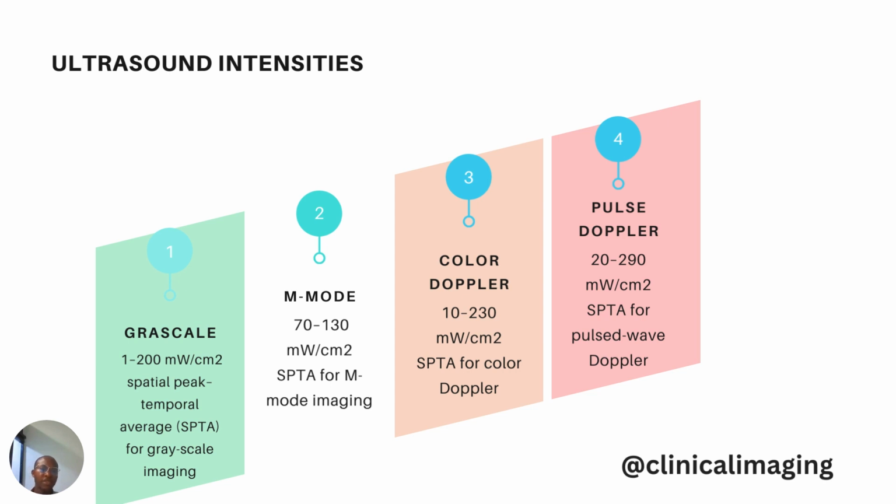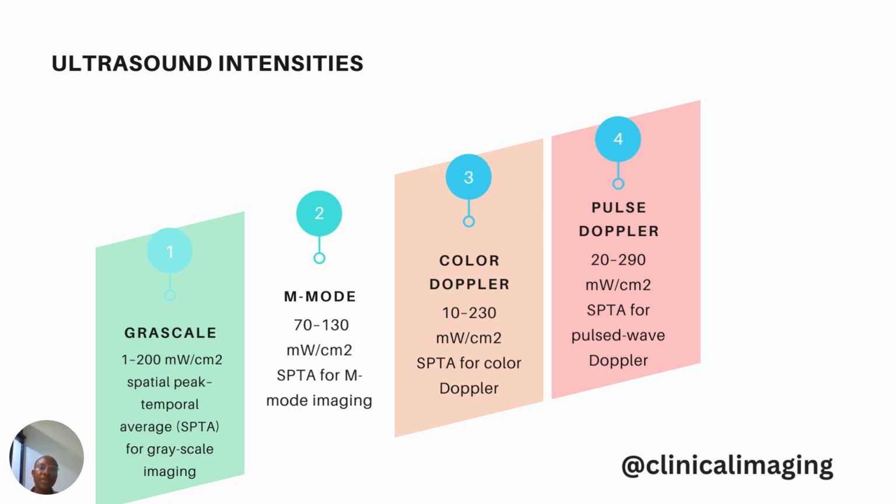If you look at the screen, you will see that there are different ultrasound intensities based on the mode or the ultrasound application you are using. We know that ultrasound has different modes: B mode, A mode, M mode, color Doppler mode, and so forth. Each mode you use has a particular intensity attached to it. That's why you need to pay attention. In the last lecture, I talked about looking at your screen to see the MI and TI values. So this is where that comes in handy.